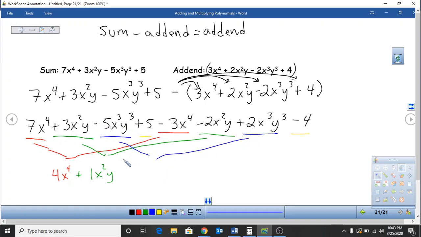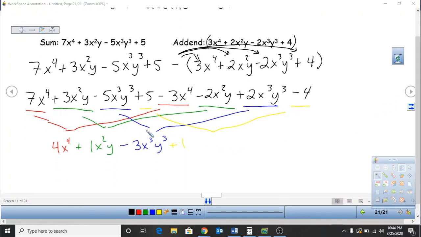And then here I have a negative 5x cubed y cubed plus 2x cubed y cubed. So the negative number happens to be bigger. So it's going to be negative 3x cubed y cubed. And then let's just do the numbers. Hopefully we can see it in yellow. It's a little bit hard to see, but I do have plus 5 and a minus 4. So that's just going to leave me with a plus 1.